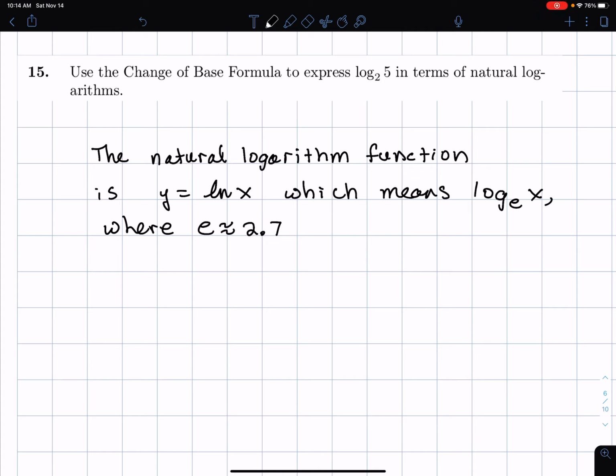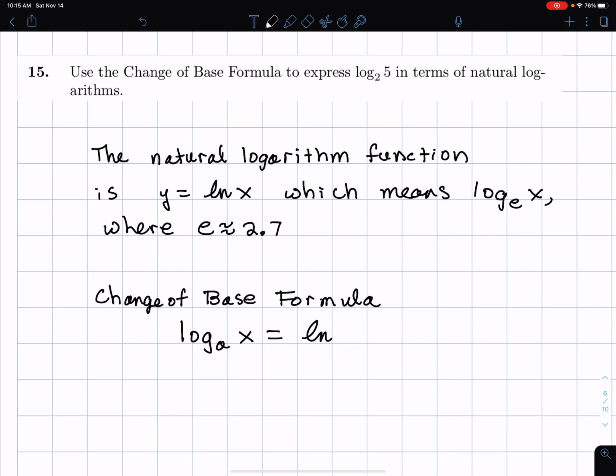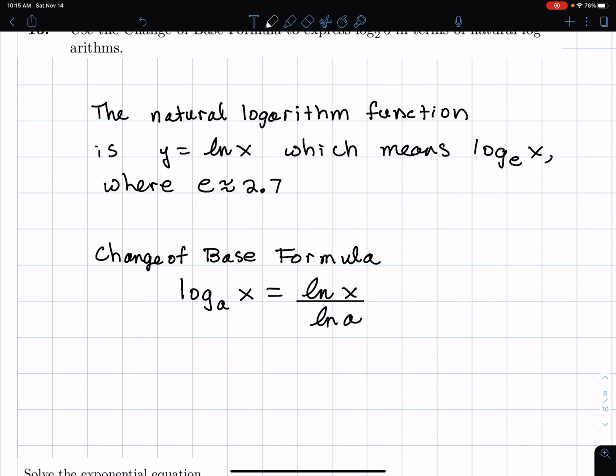But anyway, let's talk about how you can take something that starts off in log base 2 and write it into something with a natural log. So we have the change of base formula. And when I write the change of base formula, I'm going to be specifically talking about changing to base e, ln. So if I have a base, log base a of x, I can write that as ln x over ln a.